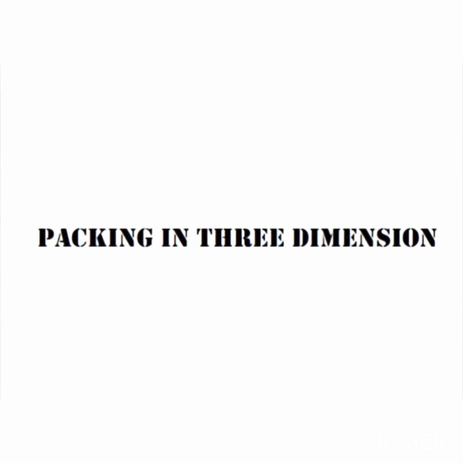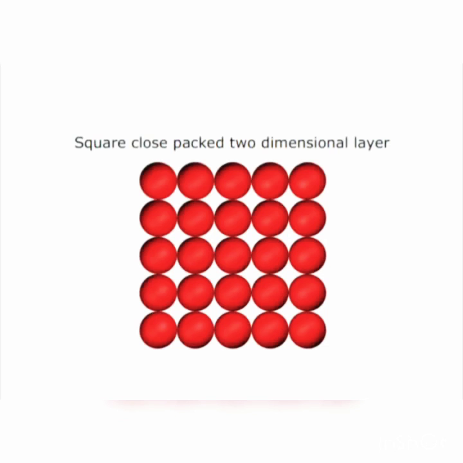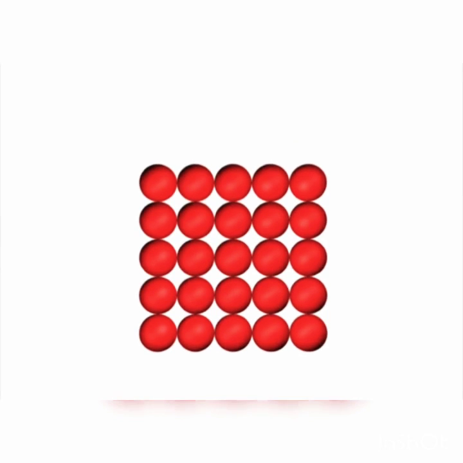Packing in three dimensions. Taking square close pack two-dimensional layers. This is done by placing a two-dimensional layer just above the first layer and so on. All the layers are vertically aligned.